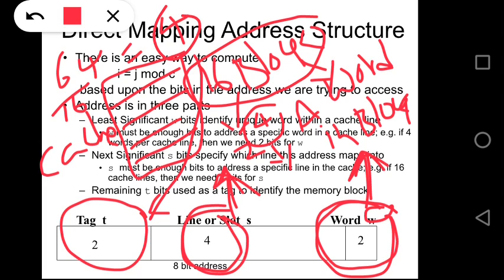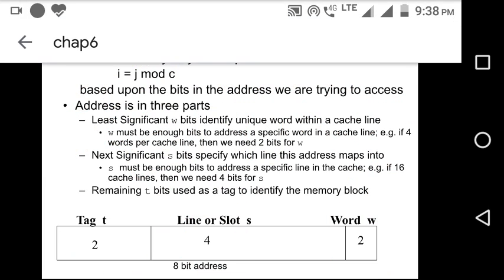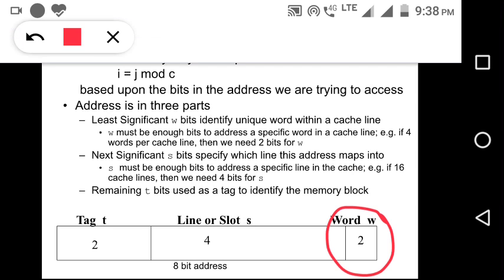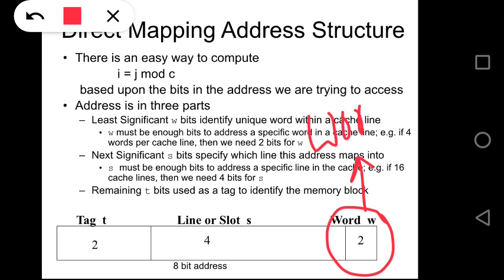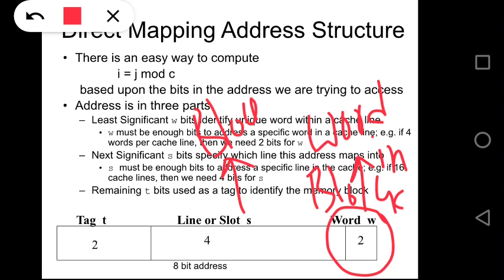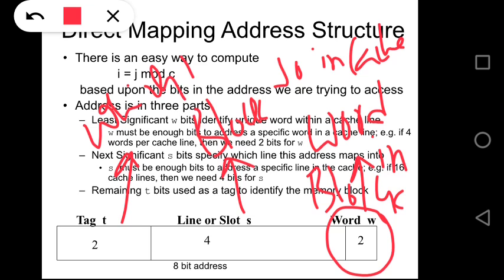So this is about the direct mapping address structure. This field is used to identify the word in the block. This is used to identify the block number in the cache. 2 bits are used. The tag identifies which block in main memory is copied over here. So this is about the direct mapping technique.